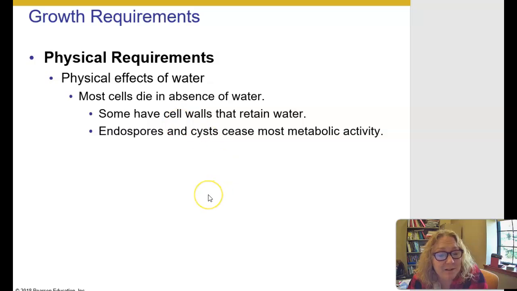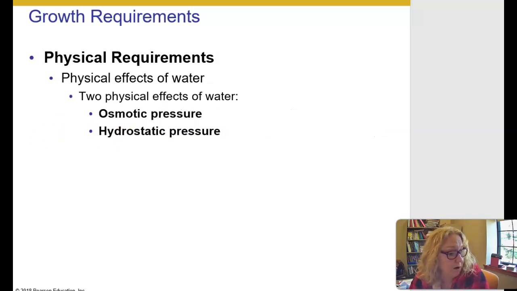Most cells die in the absence of water. Some have cell walls that retain water better than others. And sometimes when you remove the water, they make endospores. Cysts will cease their microbial activity, but they will curl up into an endospore without water. There are two physical effects of water that we need to talk about in relation to bacteria.